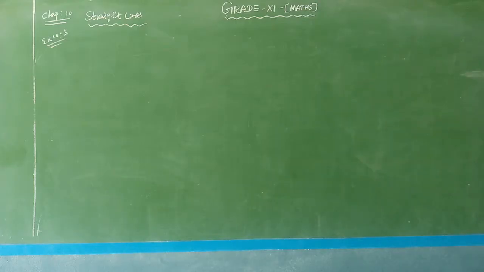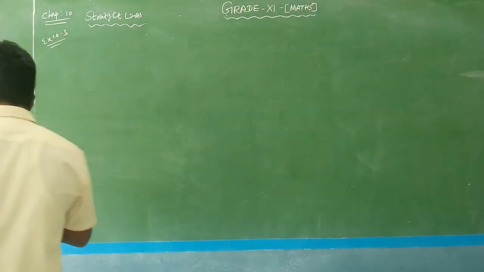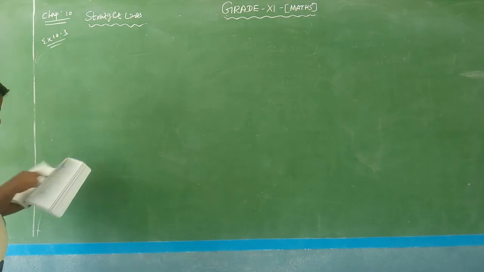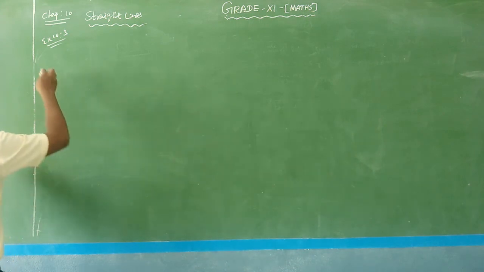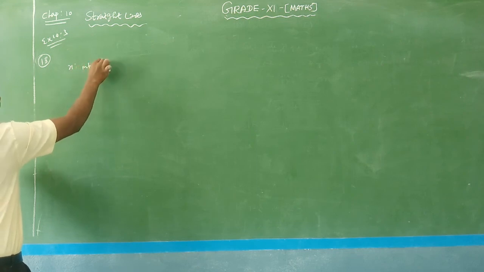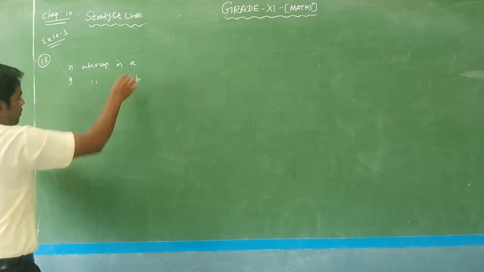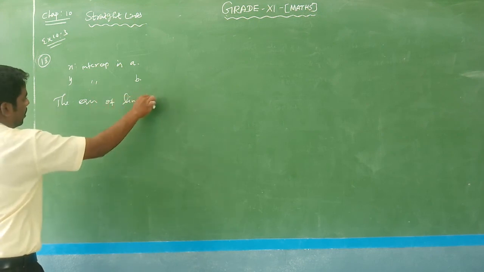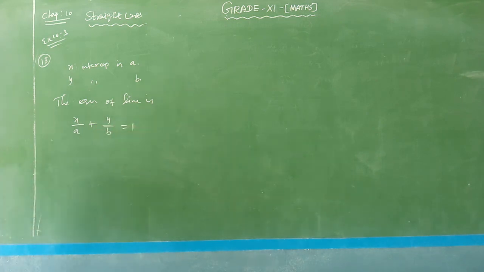So the last question, number 18. If p is the length of the perpendicular from the origin to the line whose intercepts on the axes are a and b. So given the x-intercept is a and the y-intercept is b, then the equation of the line is x/a + y/b = 1. This is the intercept form.